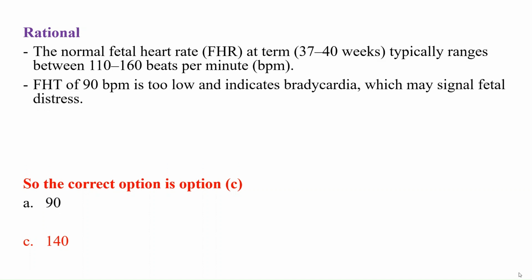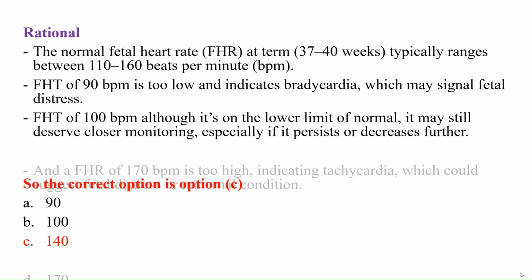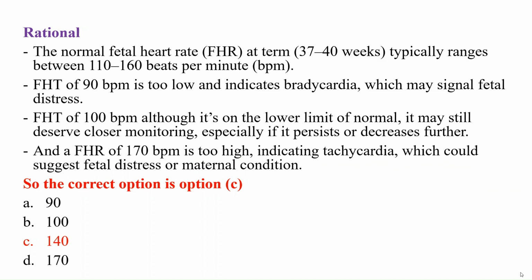Fetal heart rate of 90 beats per minute is too low and indicates bradycardia, which may signal fetal distress. And fetal heart rate of 100 beats per minute, although it is on the lower limit of the normal range, may still deserve close monitoring, especially if it persists or decreases further. And fetal heart rate of 170 beats per minute is too high and indicates tachycardia, which could suggest fetal distress or a maternal condition.